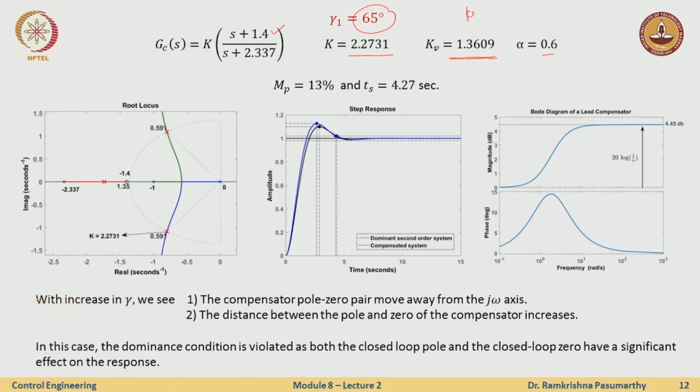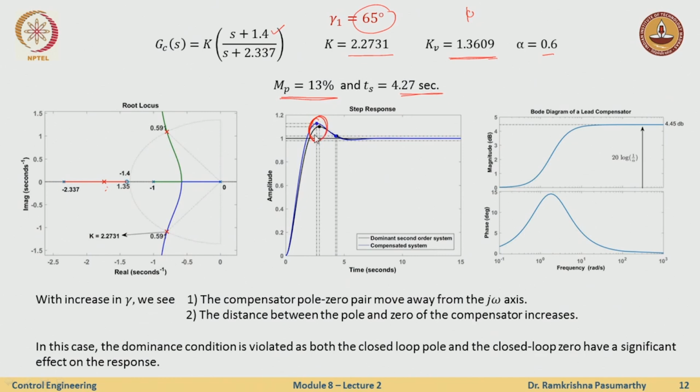Okay, so now let us look at the numbers. Well, the peak overshoot is not really good, right? It's 13%. It's actually slightly increased. Settling time is still okay, right? It's 4.27 seconds. And you see that the dominance has slowly started to be lost, because the distance between the blue and the black curves is increasing. Okay, so why is this happening with the increase in gamma?